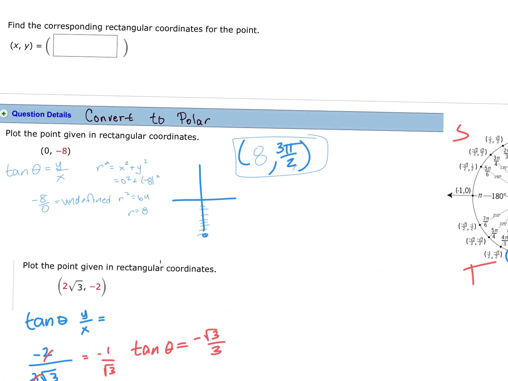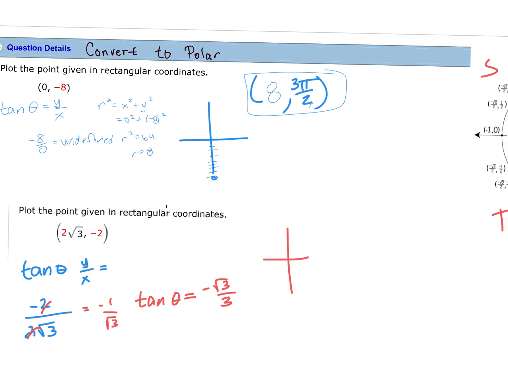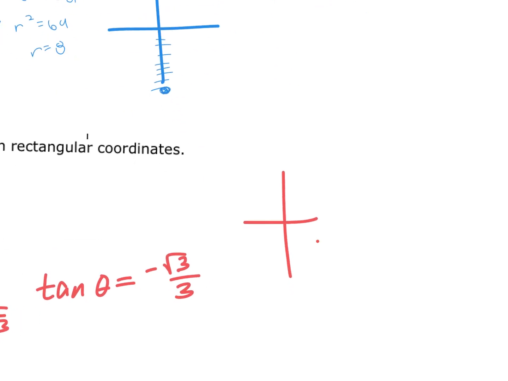I also can tell where I'm going to be because let's plot this point. Do you guys know exactly where 2 times the square root of 3 is? No, but on the x-axis, is it bigger than 0 or smaller than 0? It's bigger than 0. And then negative 2 would be down. So your point is in what quadrant? You know it's in the 4th quadrant. All right, that's good to know. It's good to kind of know placement.